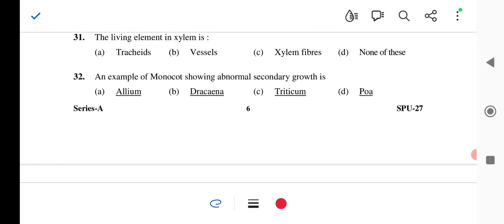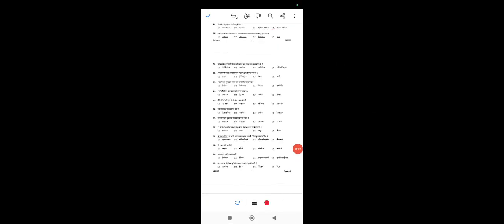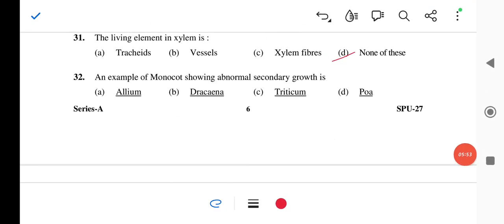Next is the living element in xylem. None of them are living here. Xylem parenchyma is living, which is not given in the options, so none of these. Next is an example of monocot showing abnormal secondary growth. Abnormal secondary growth is seen in Dracaena.